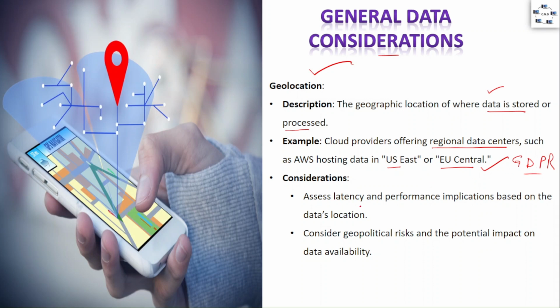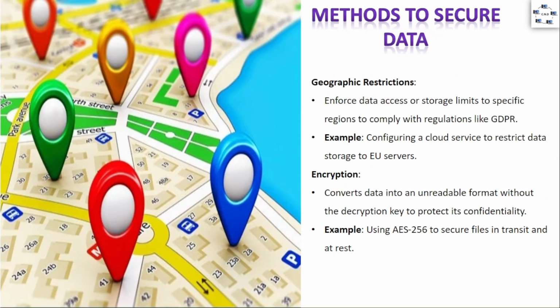Considerations include assessing latency and performance implications based on the data's location, and considering geopolitical risk and the potential impact on data availability. Another data consideration is geographic restriction, which is to enforce data access or storage limits to specific regions to comply with regulation. Again, as we studied, like the GDPR. An example includes configuring a cloud service to restrict data storage to EU servers.